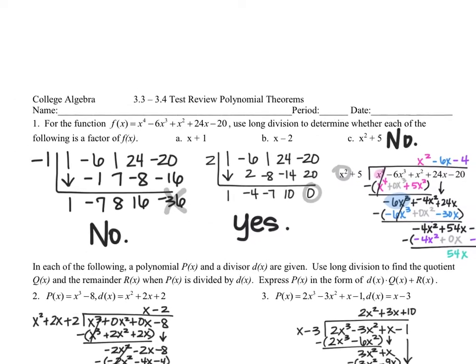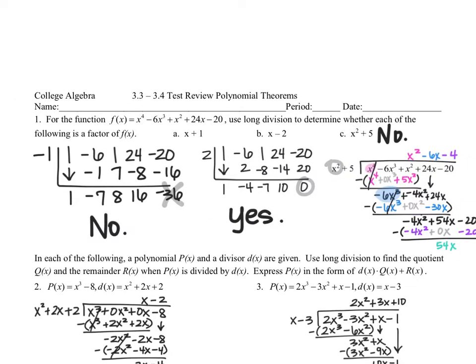All right, so I'm going to explain the answers to the test review, and I'm going to start with number 1. So up here, I just want you to see that the instructions do specifically say to use long division. I did take a shortcut because A and B are both in that linear binomial format of x plus or minus a number, so I was able to use synthetic division.